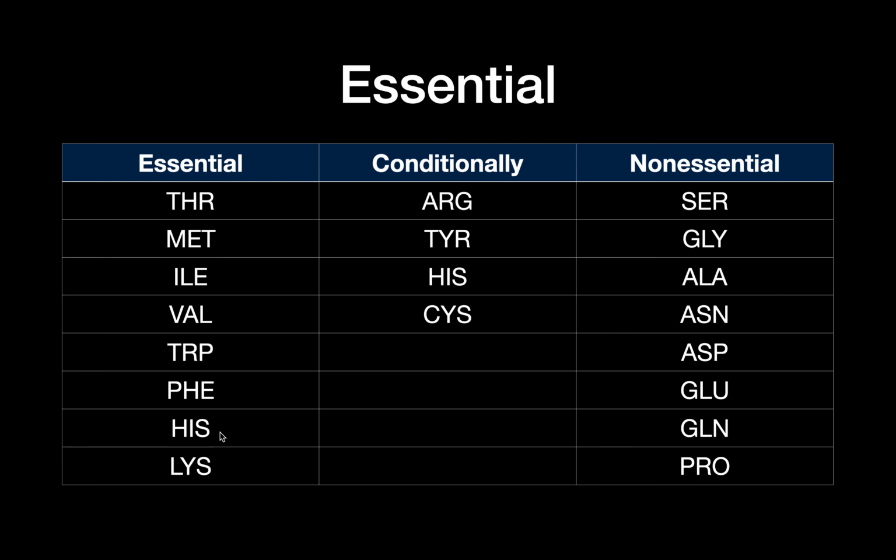So know the essential and the non-essential, and the conditionally essential is mostly in people who are sick, so they need more of these amino acids, and in children because of growth and development.